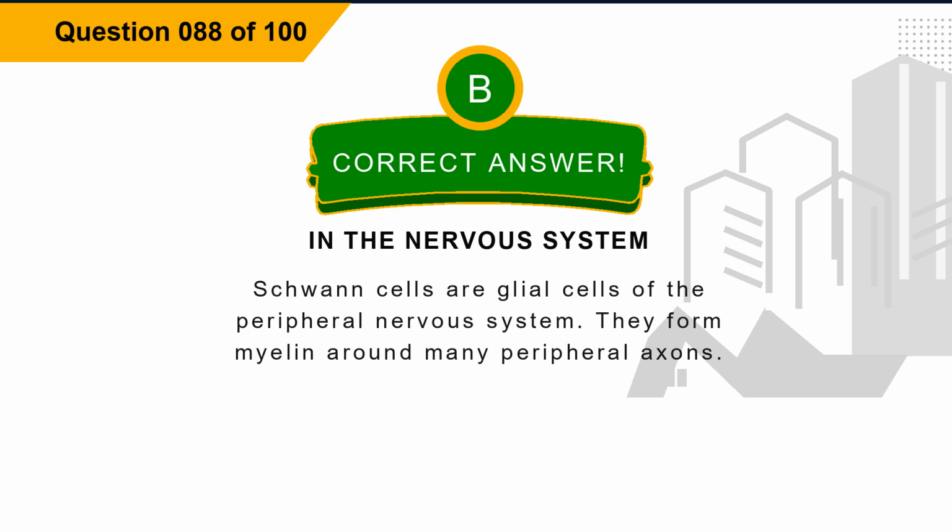Explanation. Schwann cells are glial cells of the peripheral nervous system. They form myelin around many peripheral axons.